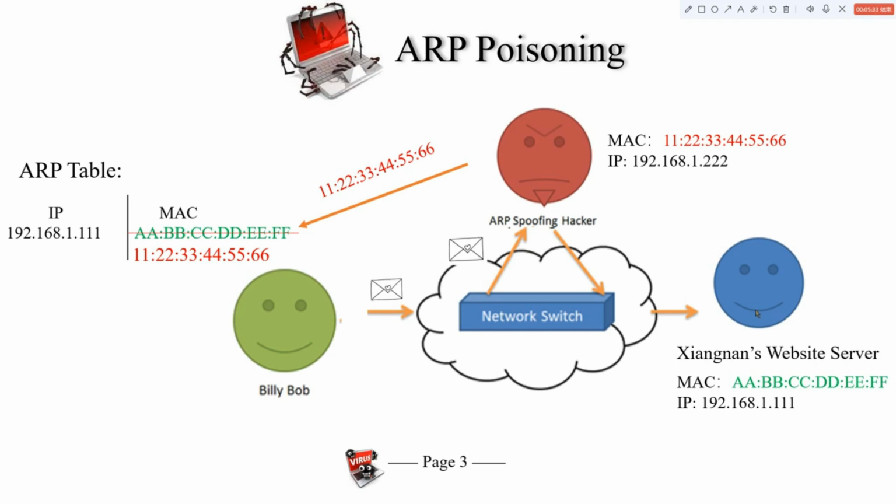So he just sends some response package, which includes his MAC address. When the user gets that response package, he will update his ARP table and fill in his MAC address here. So at the beginning, it should be AABBCC2FF. But here is a weakness of the ARP protocol.